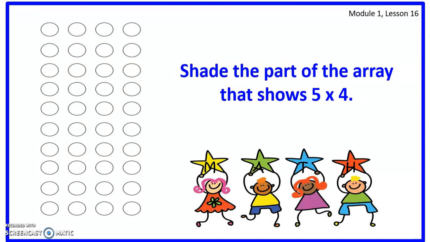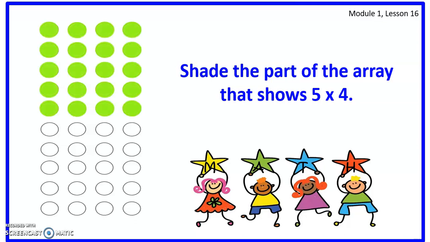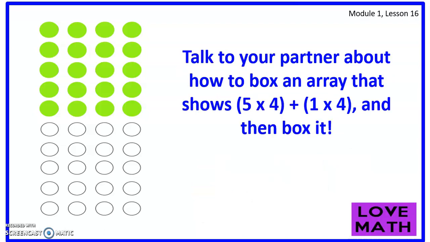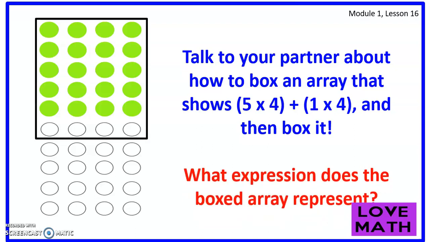Shade the part of the array that shows 5 times 4. This has been done. What is 5 times 4? Now, talk to your partner about the box of an array that shows, so we are going to be adding plus 1 times 4. Just add it. Now, what expression does the box array represent?